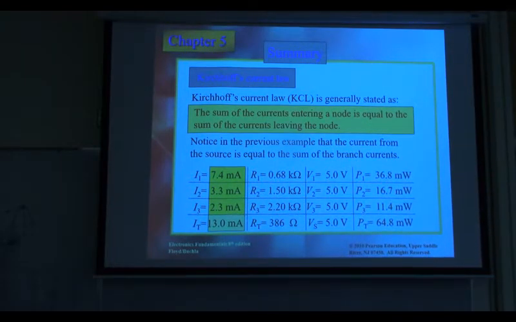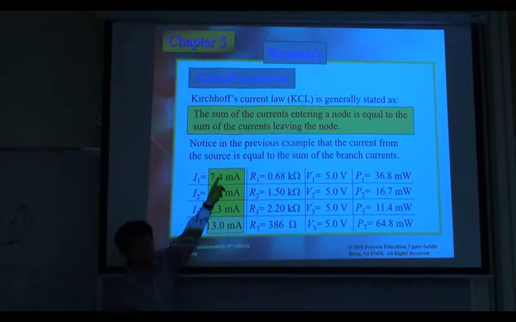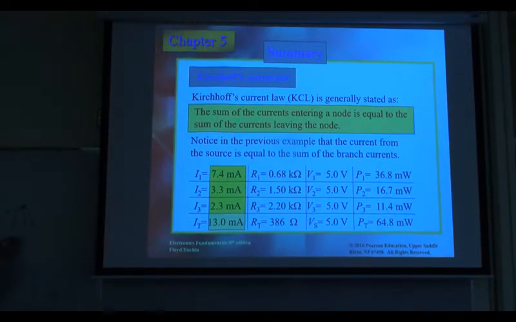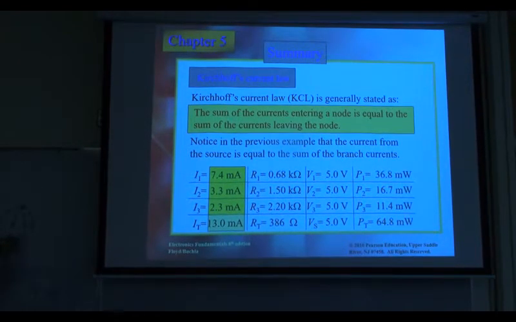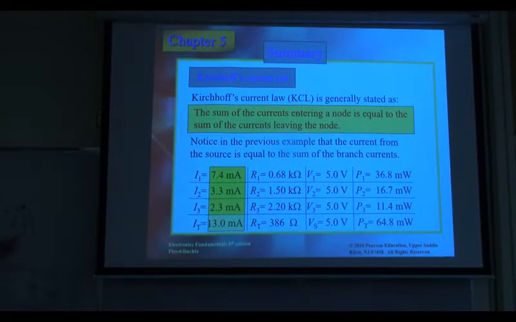Now for the node B, the bottom node, is this one out or in? Out, right? Because this one here, look at that. This one needs to go. I1 for node B will be in. And this one will be in, this one will be in. And the source current will be out. Right? But anyway, these three added together still equal this.